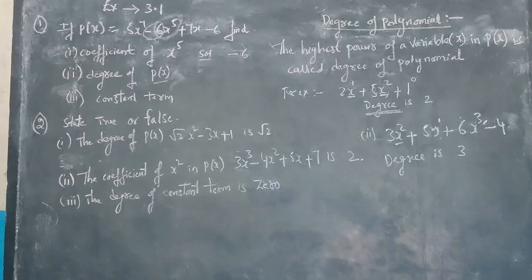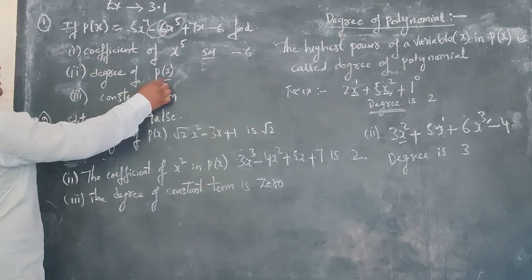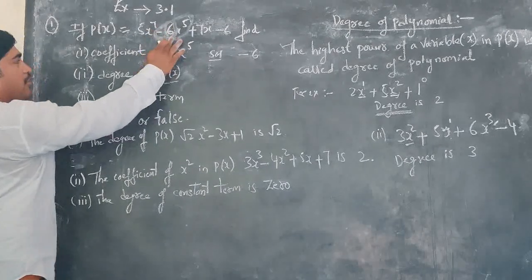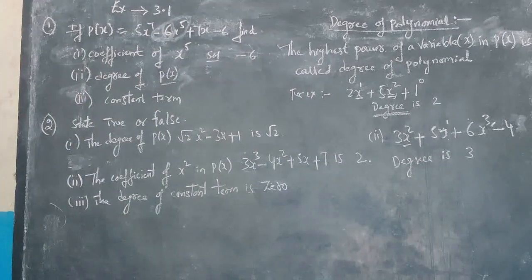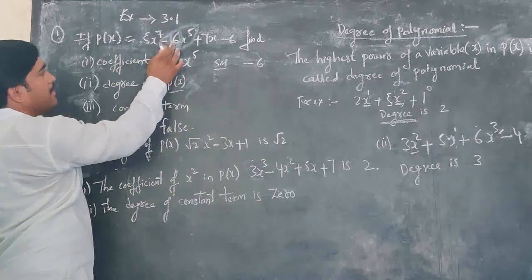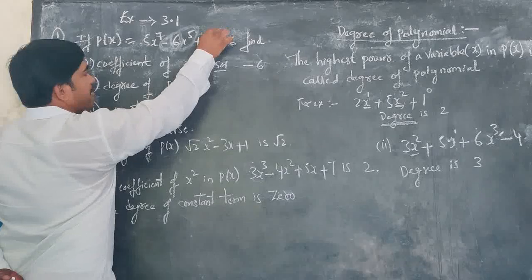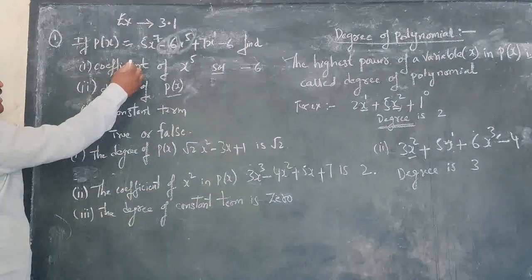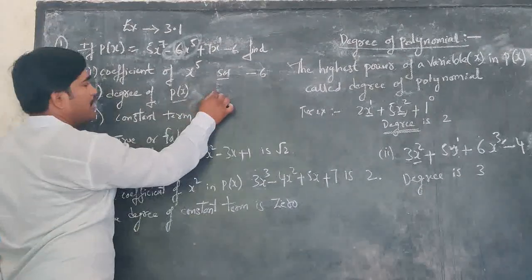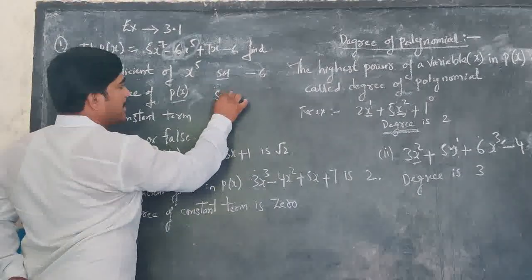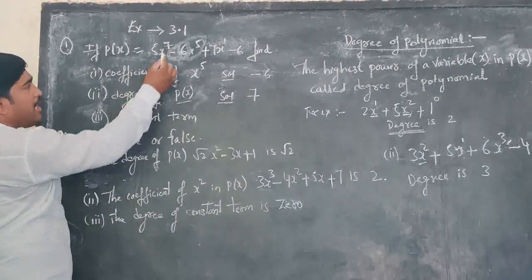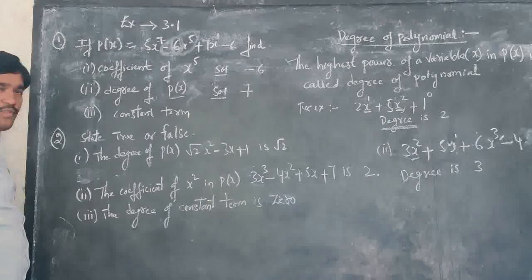Now if I go for the second one, the degree of p of x is asked. How can I find out the degree? First I should check the highest power of a variable. In this p of x, here it is 7, similarly it is 5, and here nothing is given, so I will conclude 1. The highest value of the power is 7. So what is the degree? The degree is 7, because the degree is the highest power of a variable in the given polynomial.